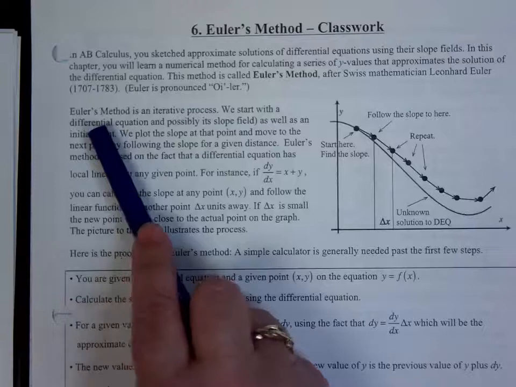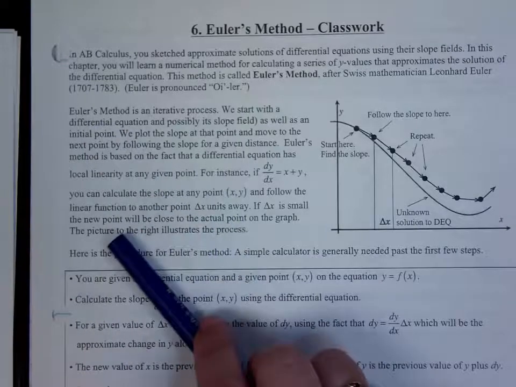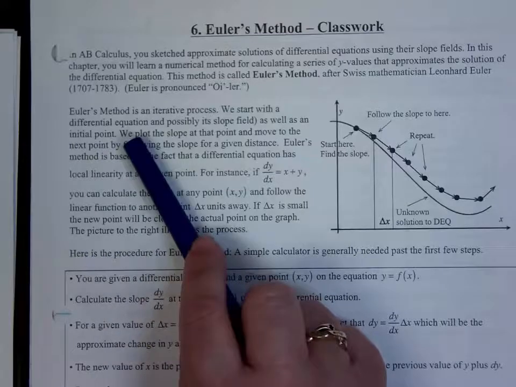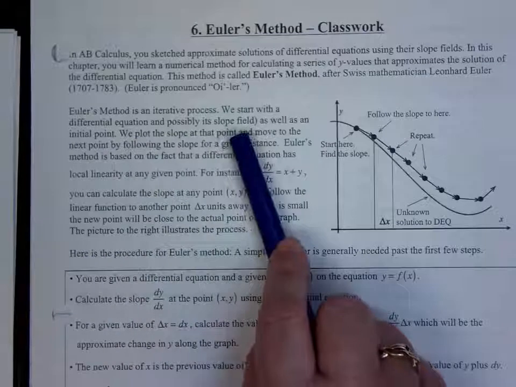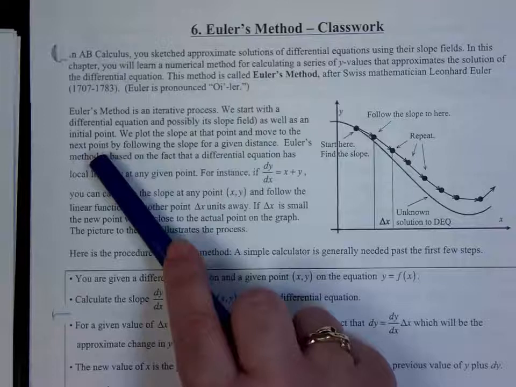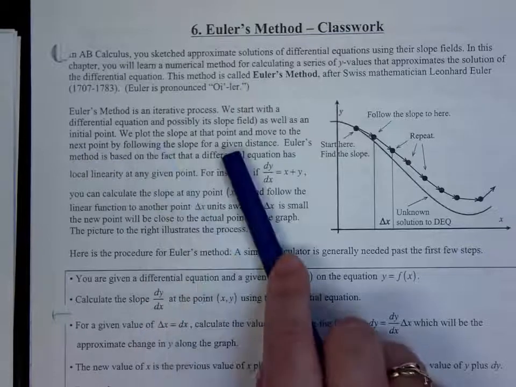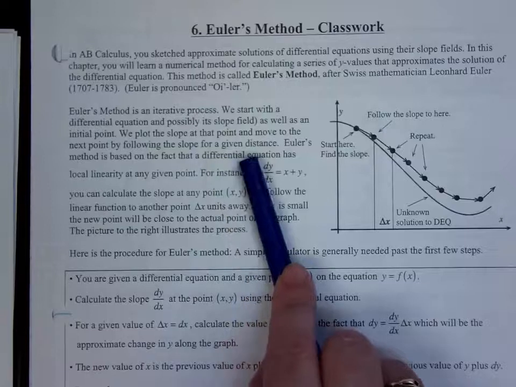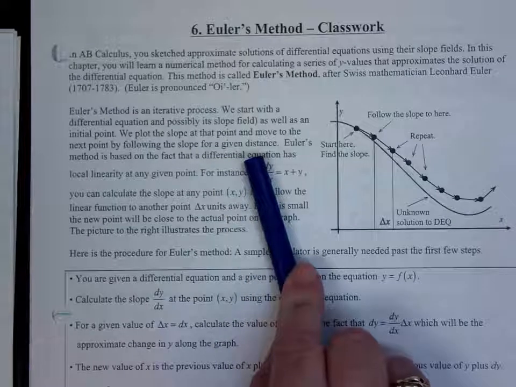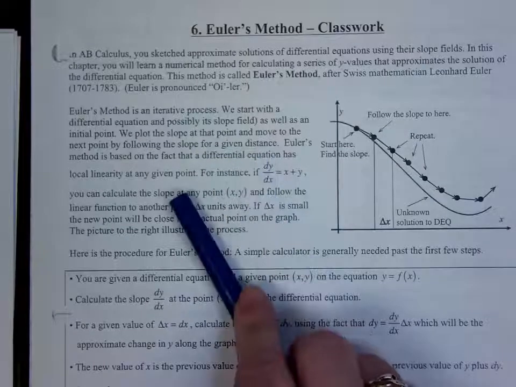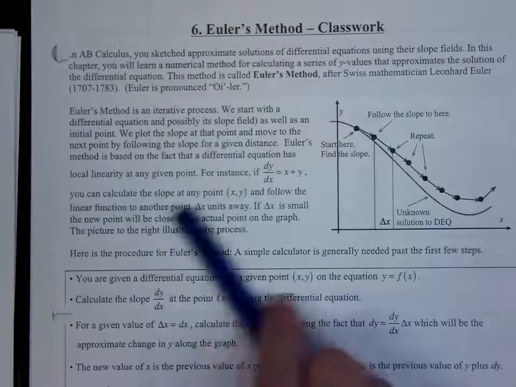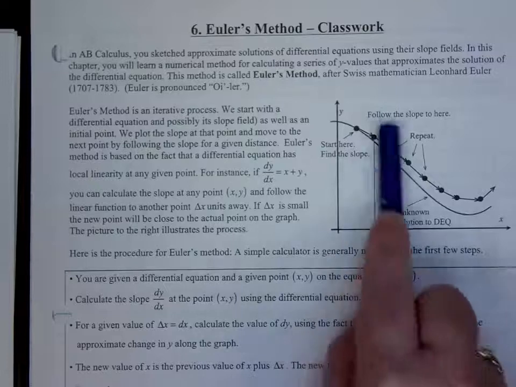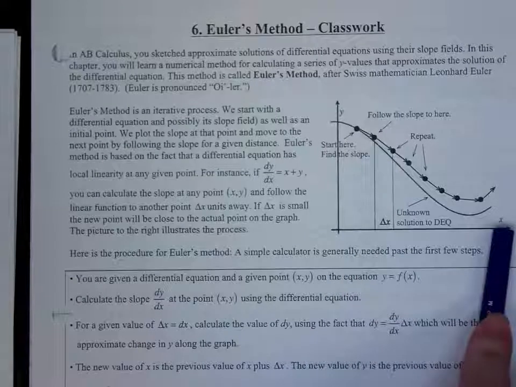It says, and this explanation is a very good one, it says Euler's method is an iterative process. We start with a differential equation and possibly its slope field, and we're going to do one with a slope field, as well as an initial point. We plot the slope at that point and move to the next point by following the slope for a given distance, and that given distance is delta x, okay? So what we're basically doing is connecting a bunch of dots like a dot-to-dot puzzle, but the dot-to-dot actually goes the direction we need to go.